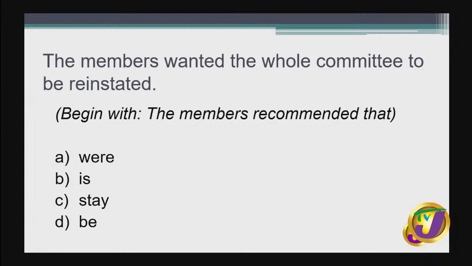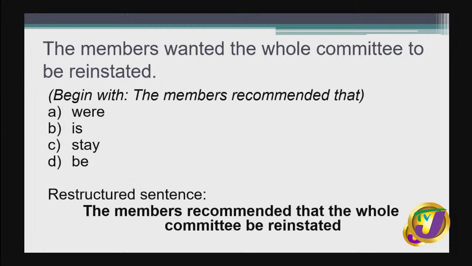You have your choice ready? I hope you have your choice ready. Want to check now? All right, check now. So there's the original. Was it were? Was it is? Was it stay? Or was it be? Get ready to clap or cry. It is be, as in the word be.